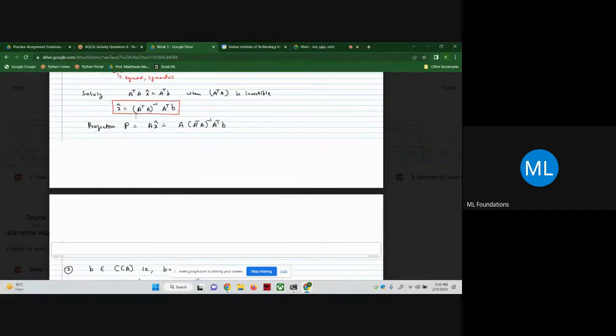Now through this we can directly get this X cap, and from the X cap we can get the projection P as A X cap, which is A multiplied by A transpose A inverse A transpose B. Clear?